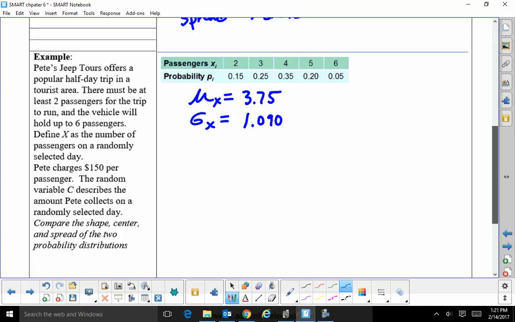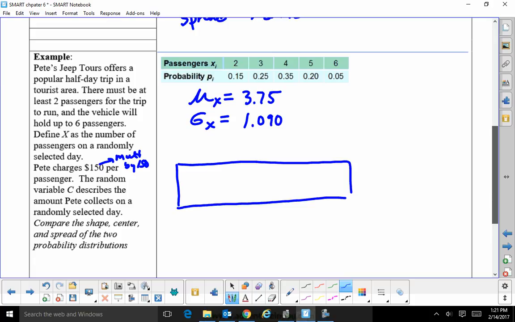150 per passenger. So what are they doing with every X value? They are multiplying it by 150. Let's make a new distribution really quick, with the money and the probability. On 2 passengers, how much money would he collect? 300, and the probability would still be the same. That's still just for 2.